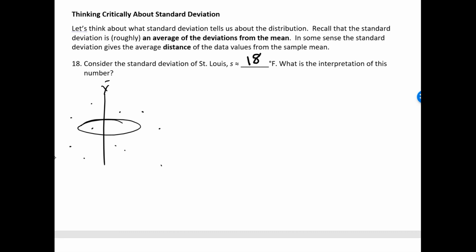Okay? So in some sense, the standard deviation gives us the average distance of the data values from the sample mean, right? We're saying how far are they away? What's the average distance from the mean? So if you think about the standard deviation for St. Louis, which is 18, or if you want to be more precise, 18.19 degrees Fahrenheit, what is the interpretation of that number? Right? So what does that really mean?